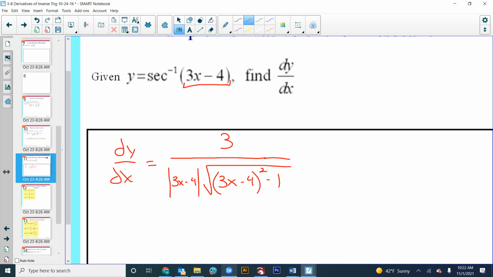What is our goal? Where are we heading with this? This is the derivative. We're eventually going to set it equal to 0 and find out where it doesn't exist. Does this derivative ever equal 0? Well, the only time a fraction can equal 0 is when its numerator equals 0. Does 3 equal 0? Not in our number system. All right. Does the denominator equal 0?